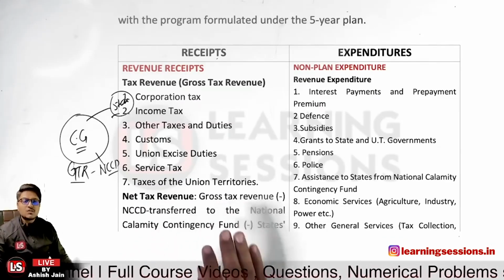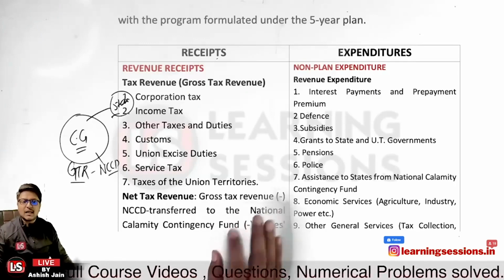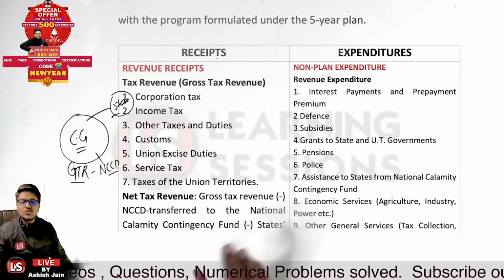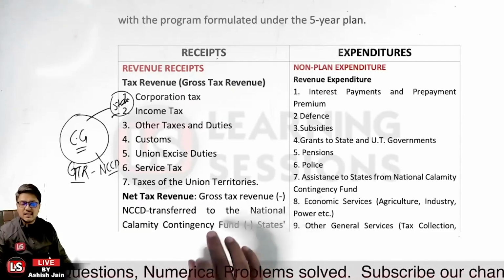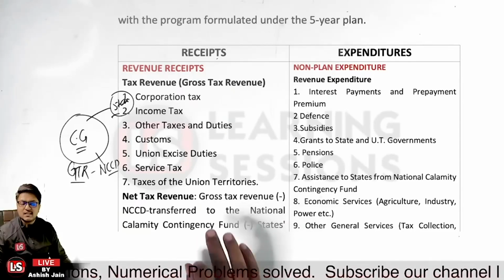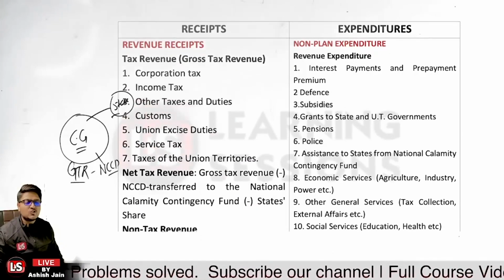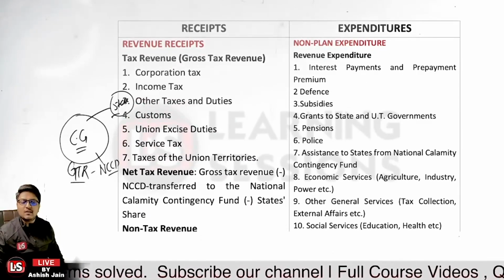So the gross tax revenue that was earned, further subtracting the NCCD, that is the National Calamity Contingency Fund, NCCF, or which we say NCCD, the National Calamity Contingency Duty, and further the state's share to be subtracted, that will be the net tax revenue.